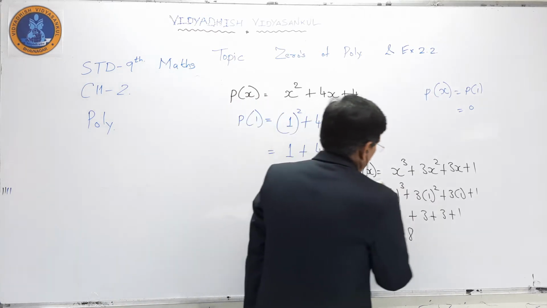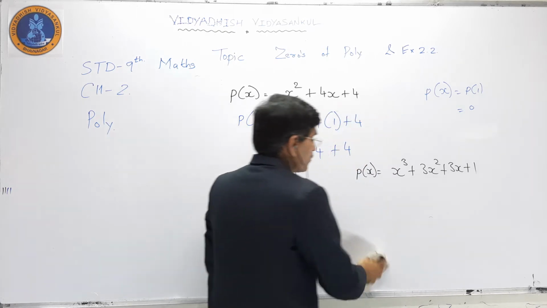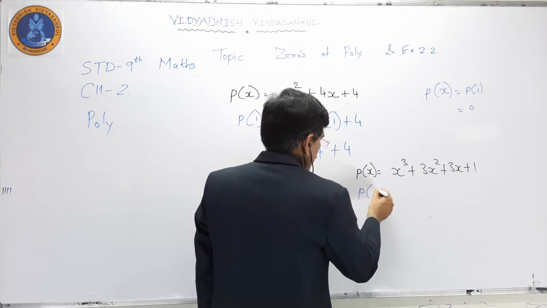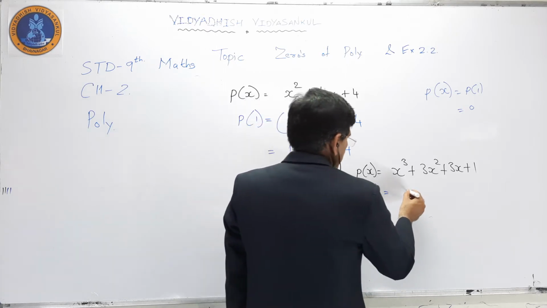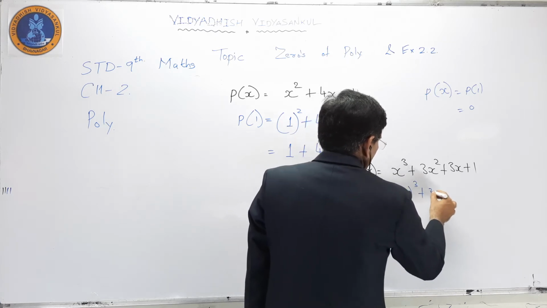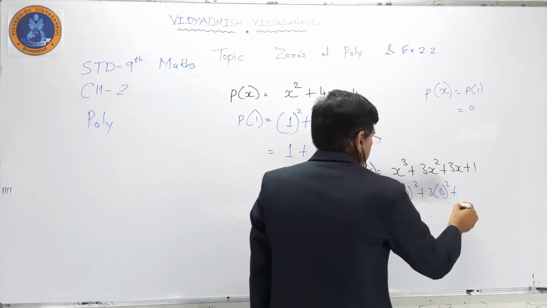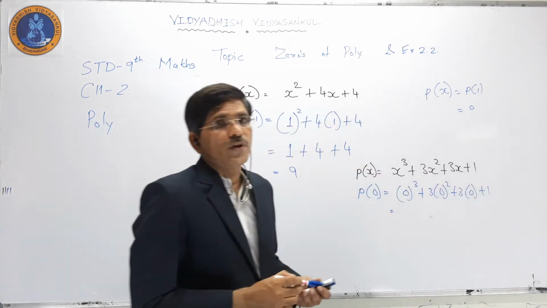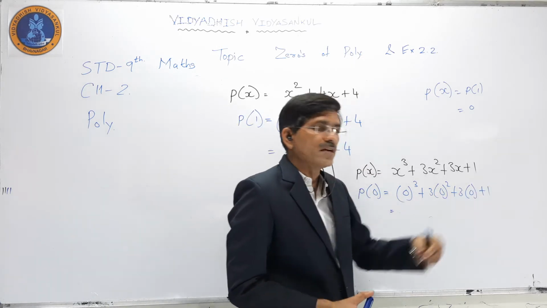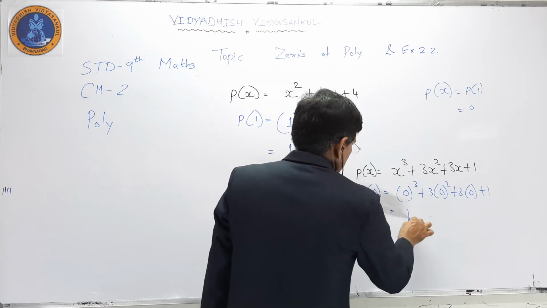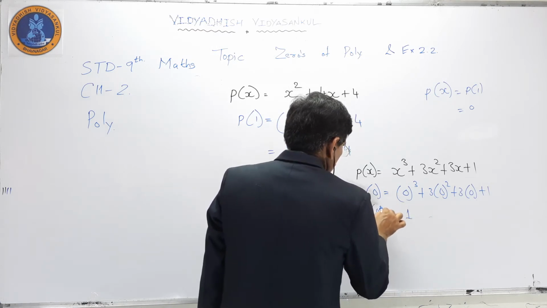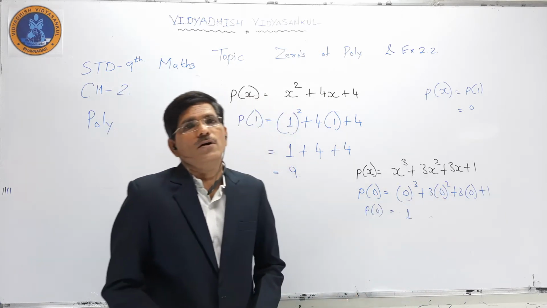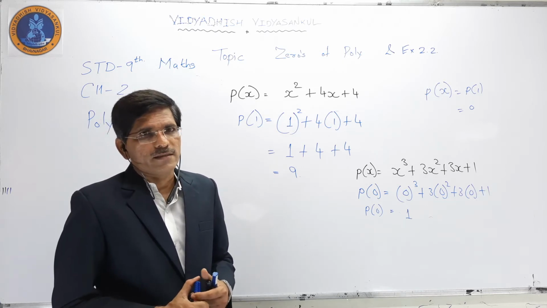Now if I put 0, what value do I get? p of 0 is 0 cube, 0 square, 0, plus 1. So we get all terms 0, only the constant term is there. So p of 0 is always the constant term of a given polynomial. We can get the correct answer.